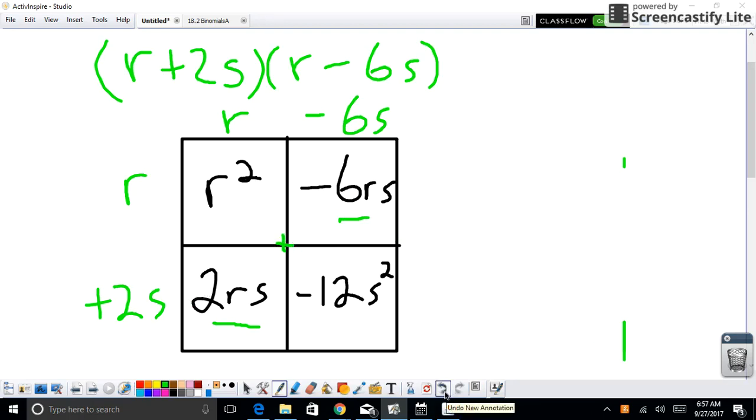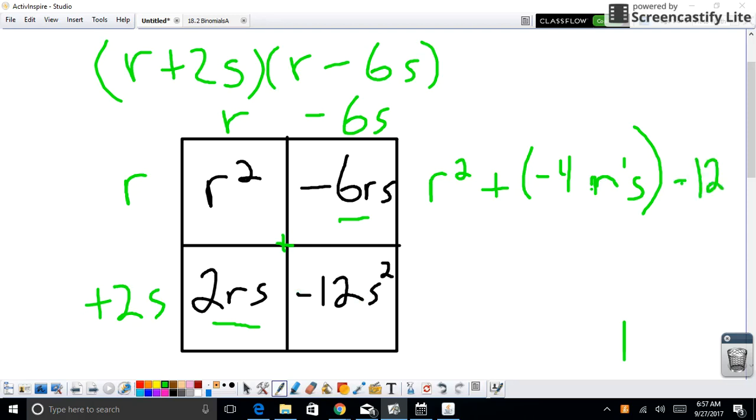So we're ready to write our answer. Now, when it comes to standard form, we can write it like this. We can write R squared, and then we're going to add these plus -4 RS, sorry about that, y'all. Just bear with me, but that is an R. And then put -12 S squared at the end. It is okay that the S is in the back. That's okay because our highest exponent is still in the front. So it's still standard form.